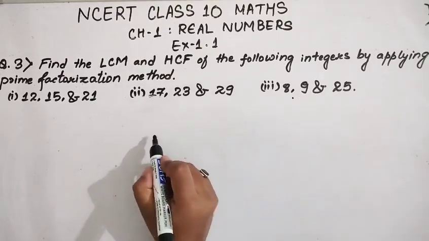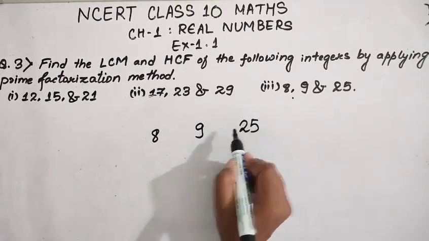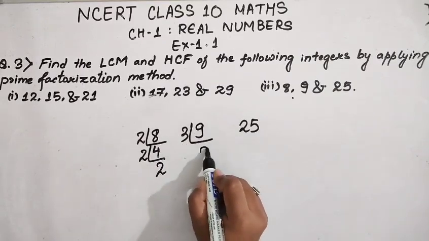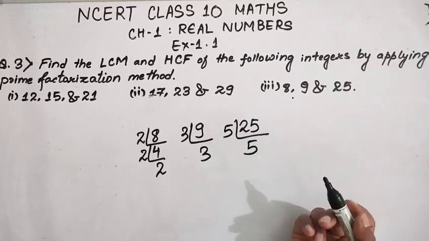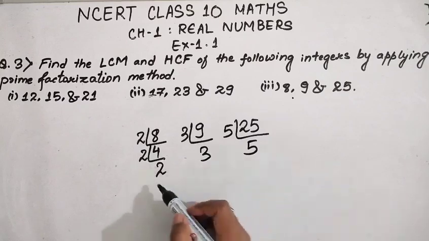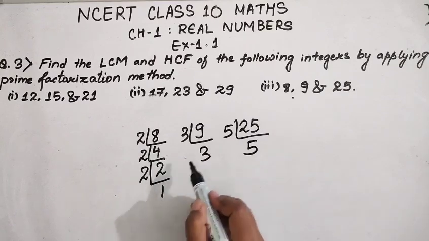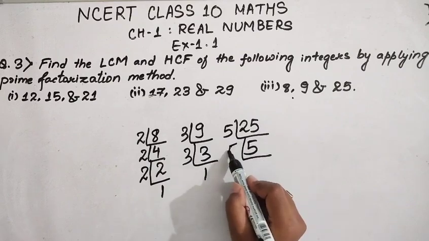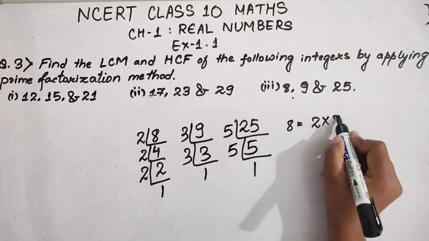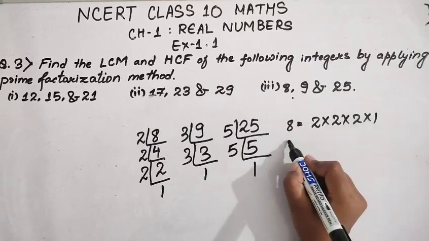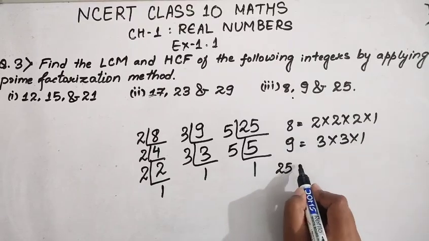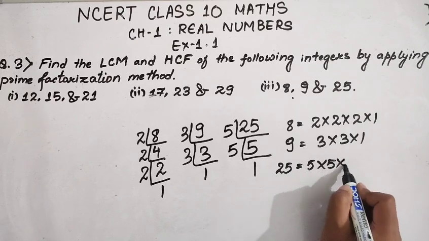Next question. Here we have 8, 9 and 25. 2 into 4 is 8, 2 into 2 is 4, 3 into 3 is 9, 5 into 5 is 25. Here, as we can see, there is no common factor. We can move one step further and divide by the same number so that we can get a common factor as 1. Here, we can write for 8, it is 2 into 2 into 2 into 1. For 9, it is 3 into 3 into 1. For 25, it is 5 into 5 into 1.